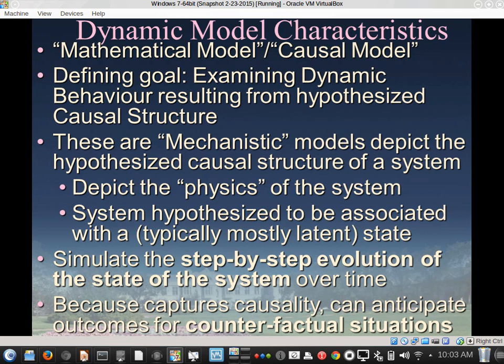But fundamentally, they try to depict the processes out there in the world, not merely observables, not merely just one or two latent variables, but how things are working out there in the world in terms of a variety of factors that are involved in the process. And they simulate the step-by-step evolution of the system over time.